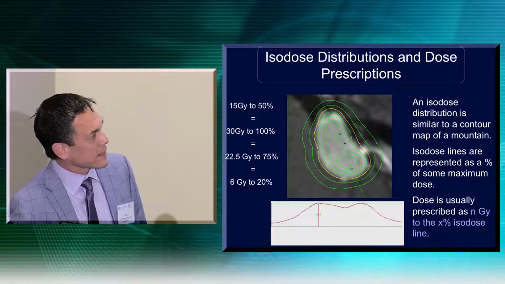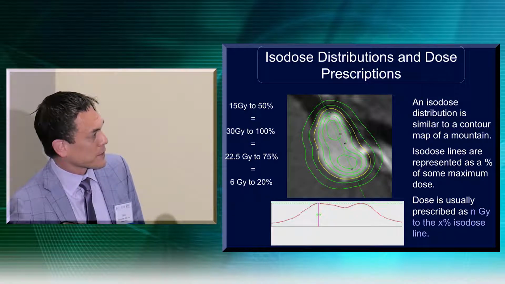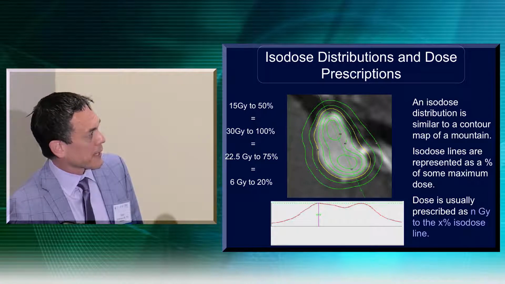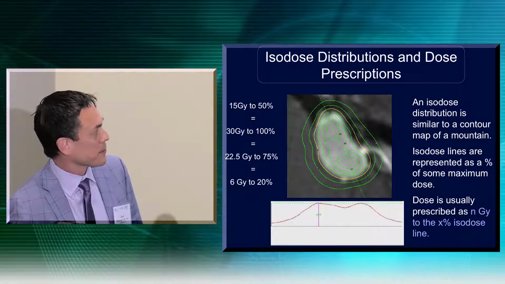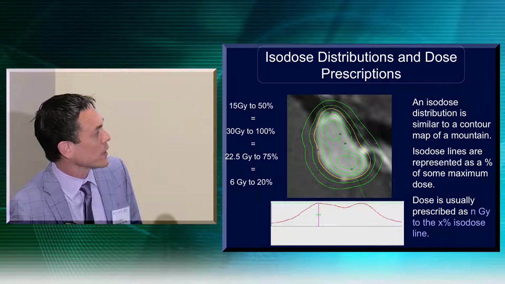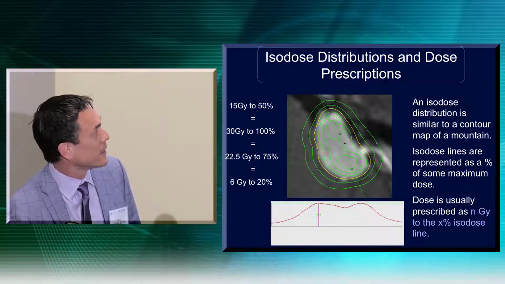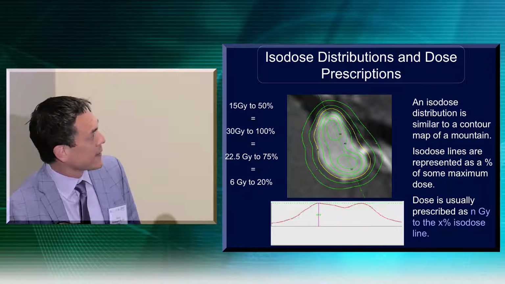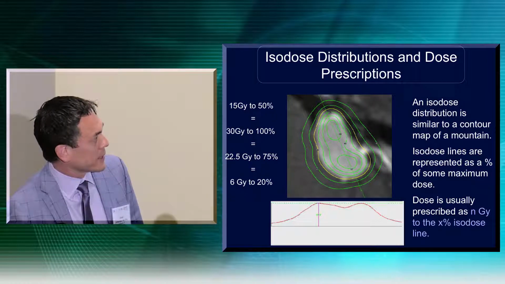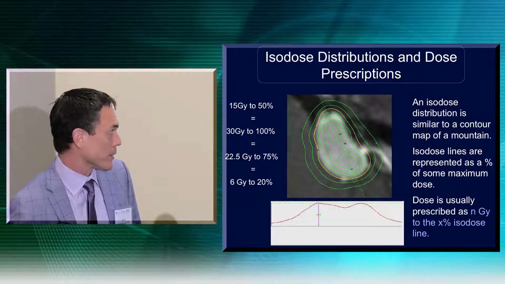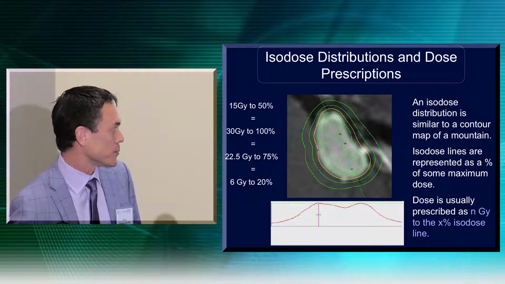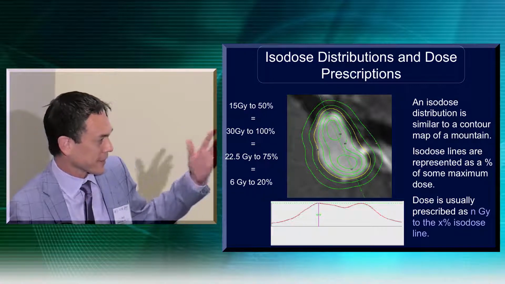So usually these lines are depicted as a percentage of some maximum dose. And so we'll make a treatment plan based on percentages of a maximum dose, and then we'll pick some line that we're going to assign a specific amount of absorbed dose to. So in this case, the yellow line is the 50% isodose line. If we give 15 gray to that 50% line, then that predetermines all the other lines, right? So 15 gray to the 50 is equal to 30 gray to the 100 is equal to 22.5 to the 75, et cetera.